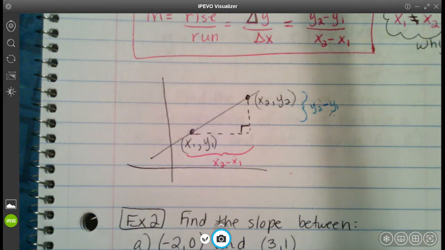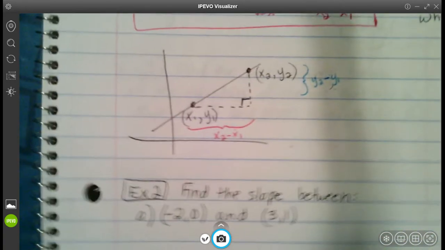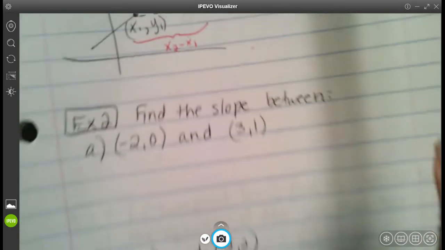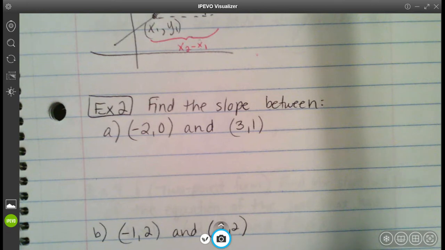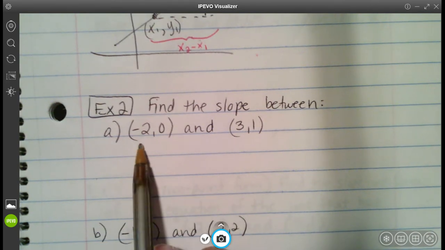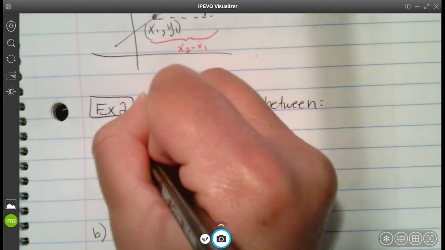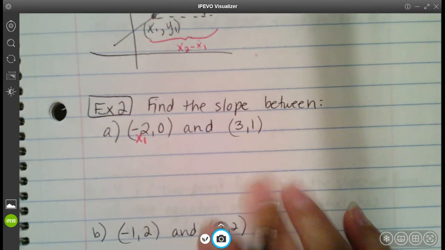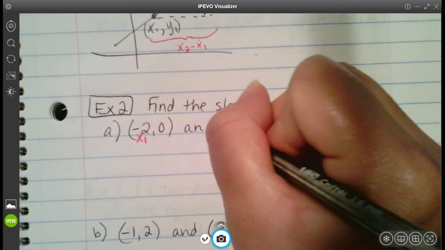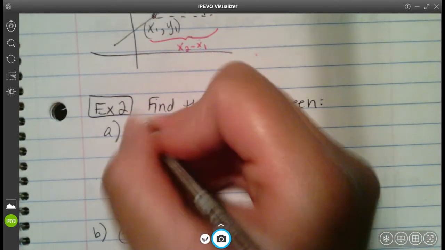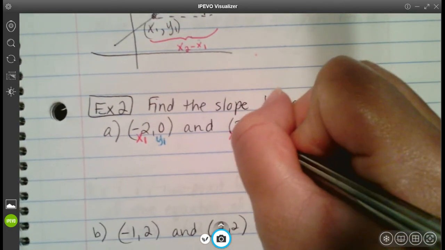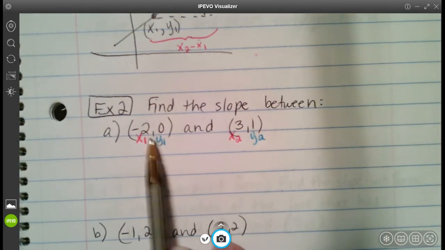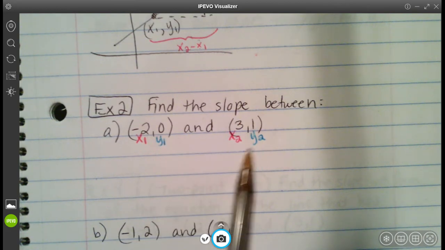Okay, so we're going to go ahead and jump right into some examples. This should be all review for you so far. We have to find the slope between the following. Okay. So for letter A, what I'm going to do first is label everything. So I'm going to start with this one and call this x1. So therefore, this would be x2. This would be my y1, and this would be y2. You notice that I do keep them together. So my 1s stay together and my 2s stay together.